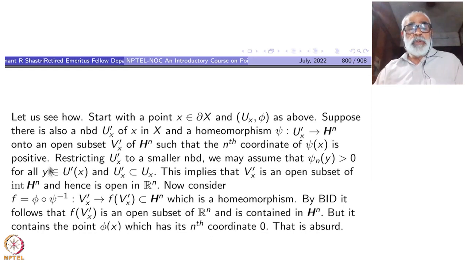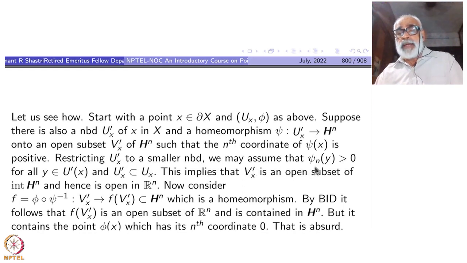So now, can this happen? The question is, the moment one thing happens, this other thing cannot happen. That is the conclusion. That is why this is a characterization. So let us see why this cannot happen. Once you have another psi like this, you can restrict this psi to a smaller neighborhood.